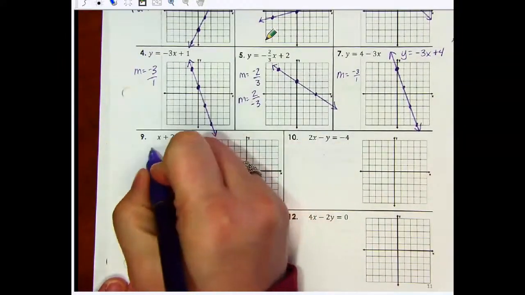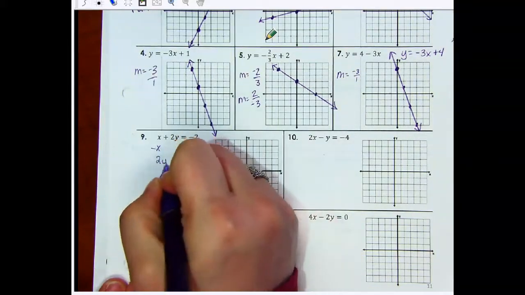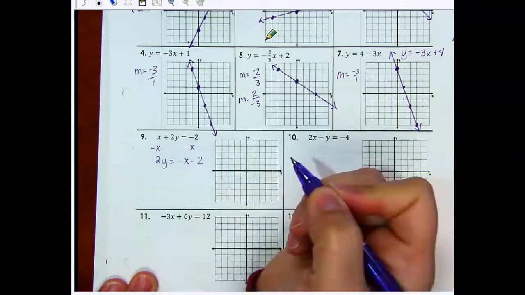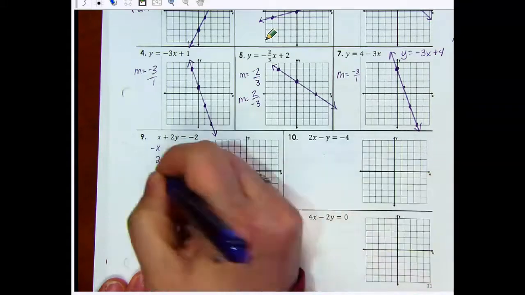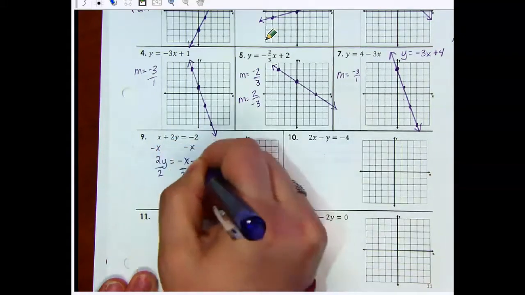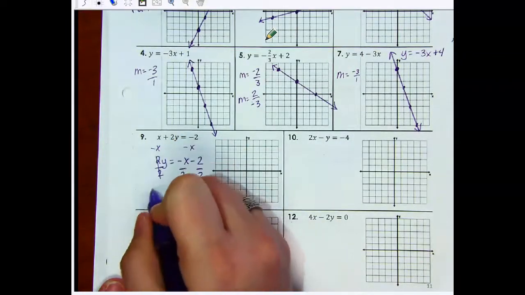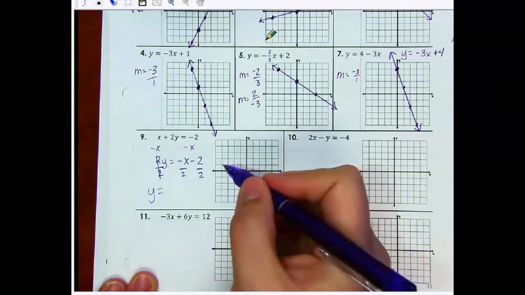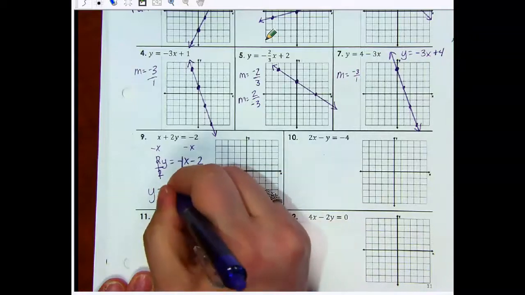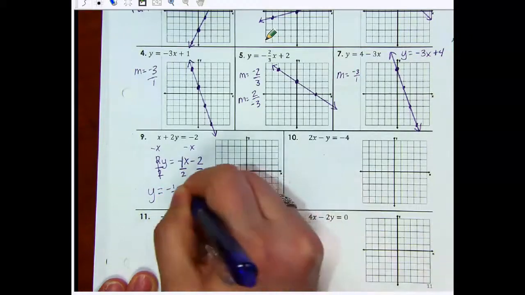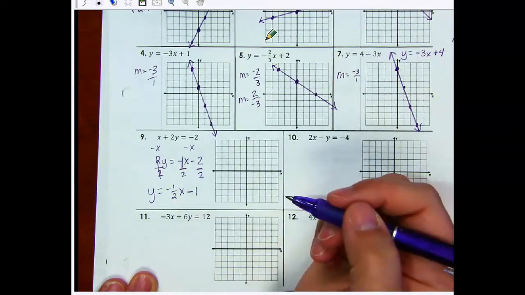So for this one, we're going to move the x by making it negative, moving it to the other side. And so you have negative x minus 2. Remember the x gets to go first because it's a letter. And then we're going to divide everything by 2. Now, here's what that means. Right here, we just have y left. But right here, this is like having negative 1x. So we're going to have negative 1/2 x minus 1. Because negative 2 divided by 2 is negative 1.